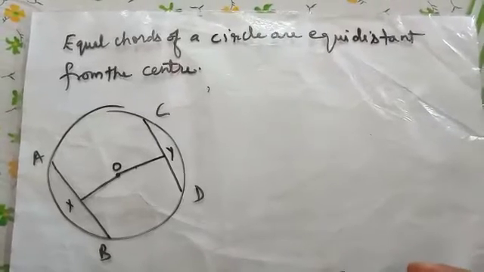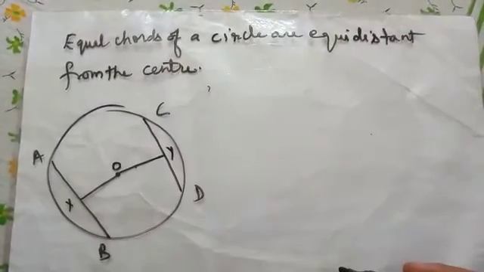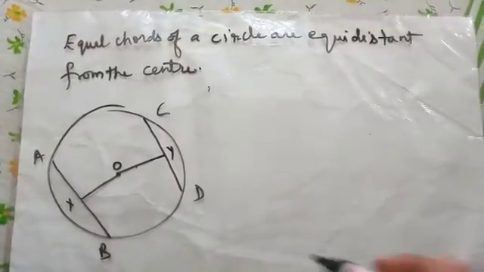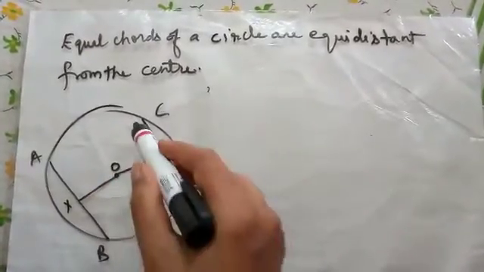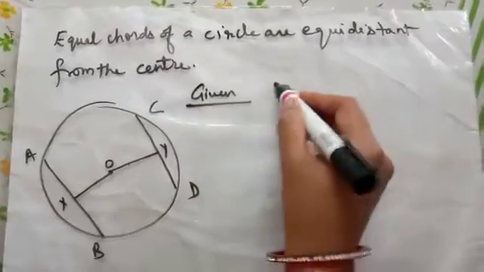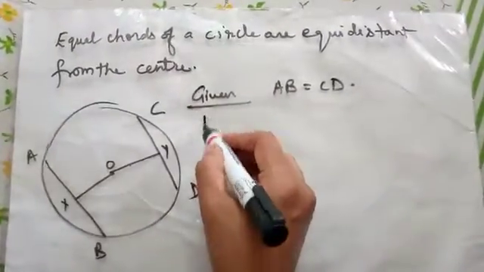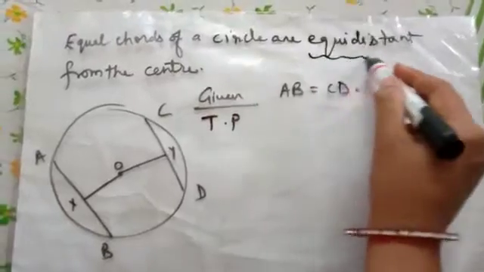Equal chords of a circle are equidistant from the center. Let us try and understand how to prove this theorem. So we are given two equal chords AB and CD. So given is two equal chords, AB is equal to CD. You have to prove that they are equidistant from the center.